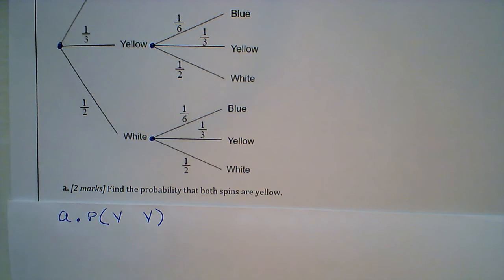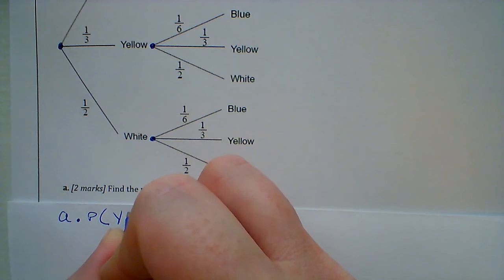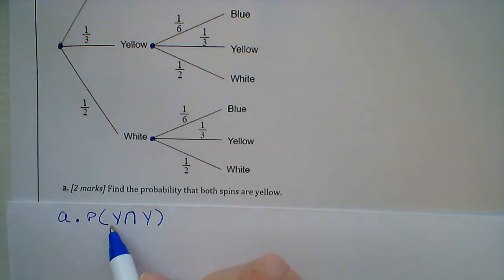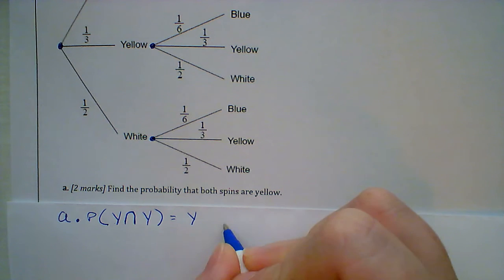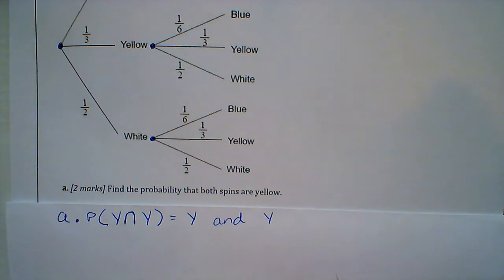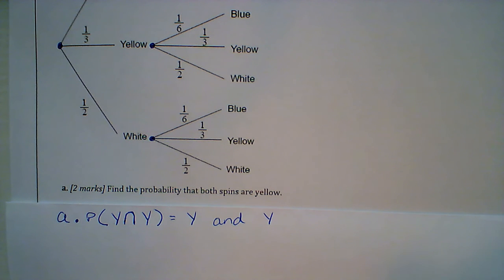All right, so what goes in between the yellow? I need yellow, yellow, but what's the magic word that we're going to put in between those? If you are thinking and, you are correct, because in order to have two yellows, I need a yellow and a yellow. So I need yellow and I need yellow. If you can write these probabilities and use the ands and the ors, you are going to be set up for success.